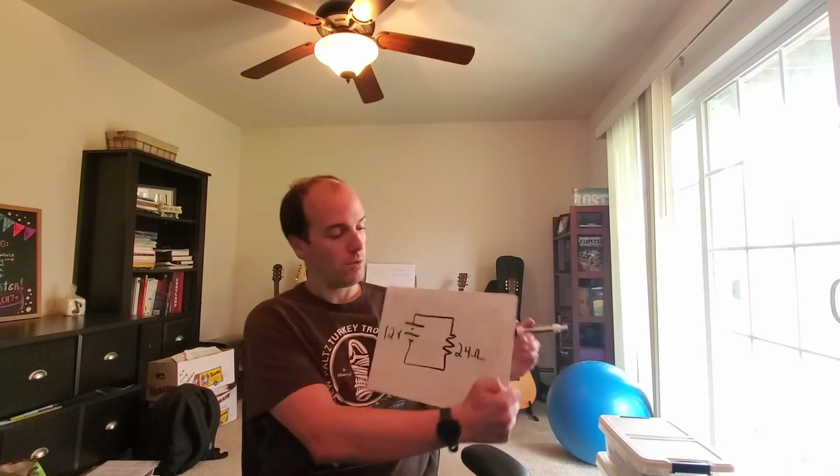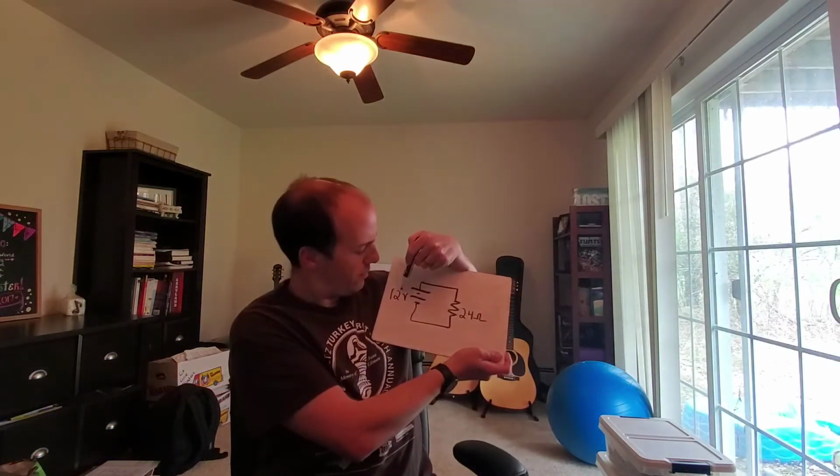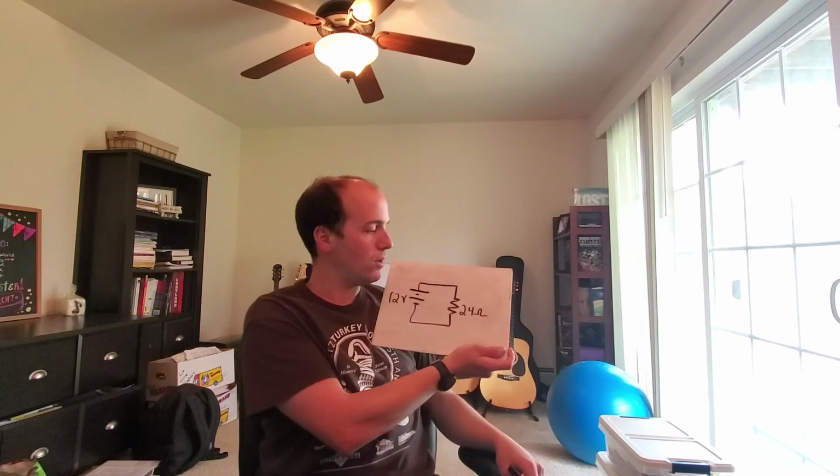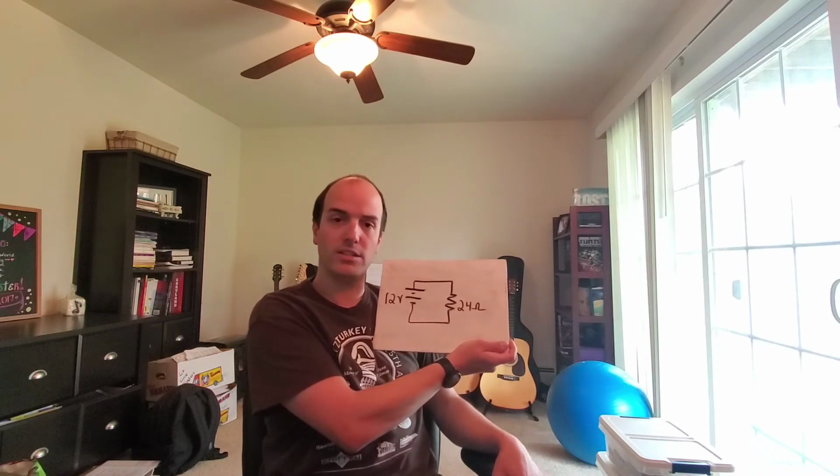Well, let's figure that out. Let's say this battery that I drew is a 12-volt battery. And let's say that resistor is, let's make my numbers a little easier, we'll say that's 24 ohms. Okay, so we have a 12-volt battery and a 24 ohm resistor. I might ask you, what is the current in this circuit?